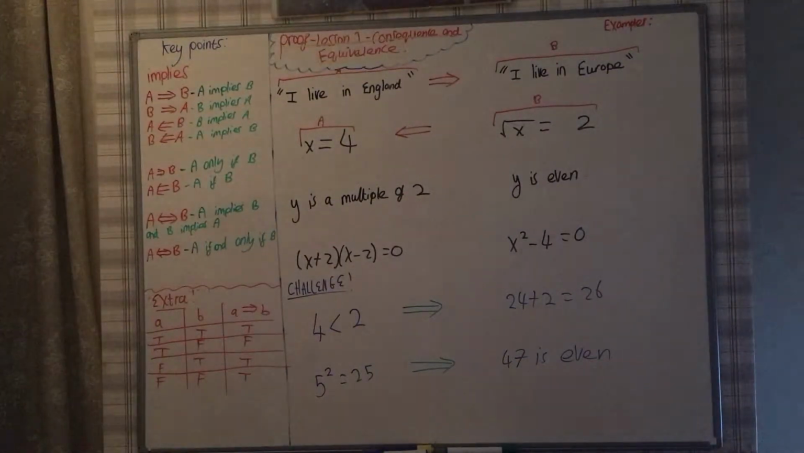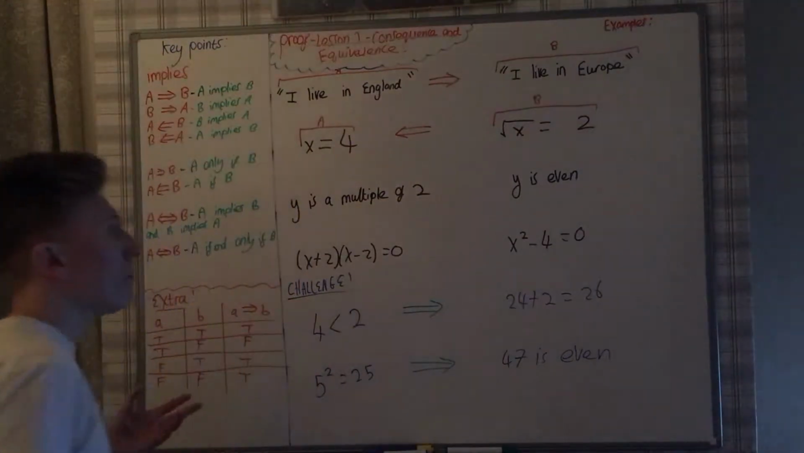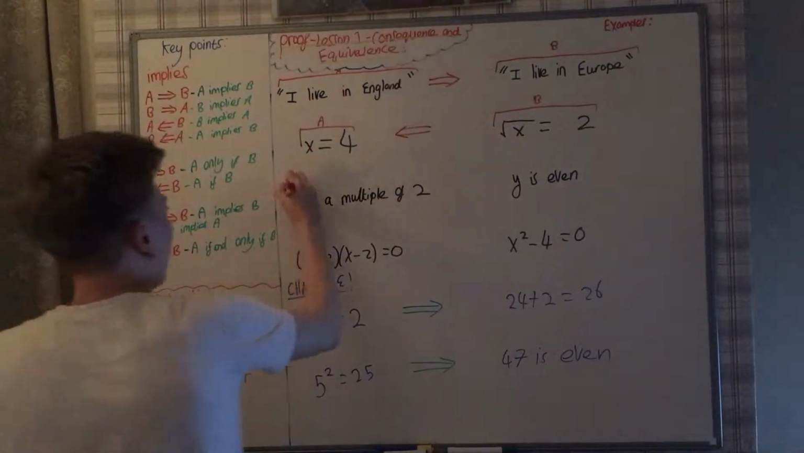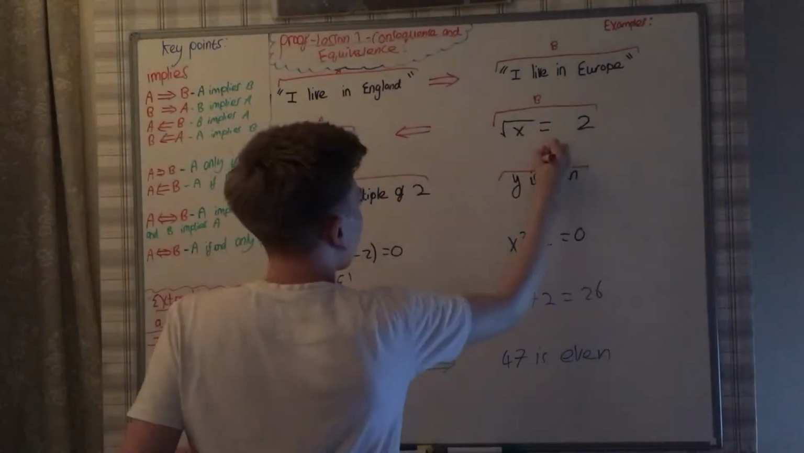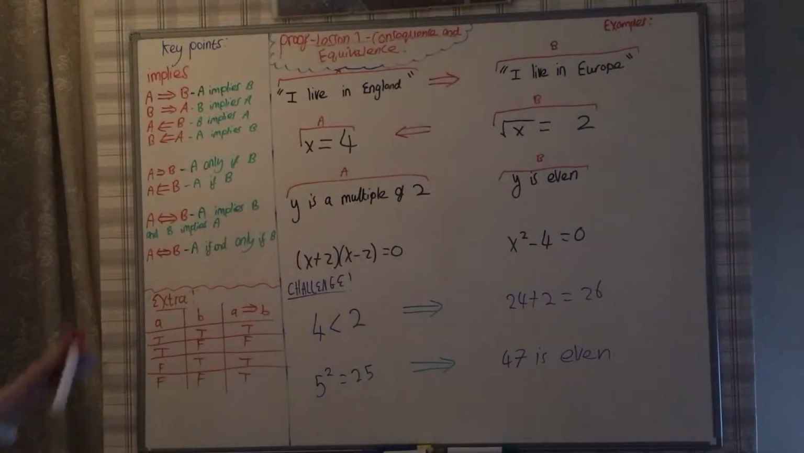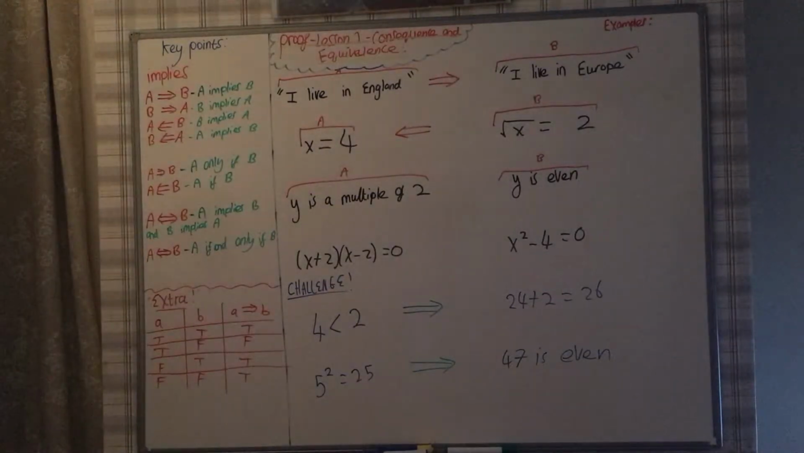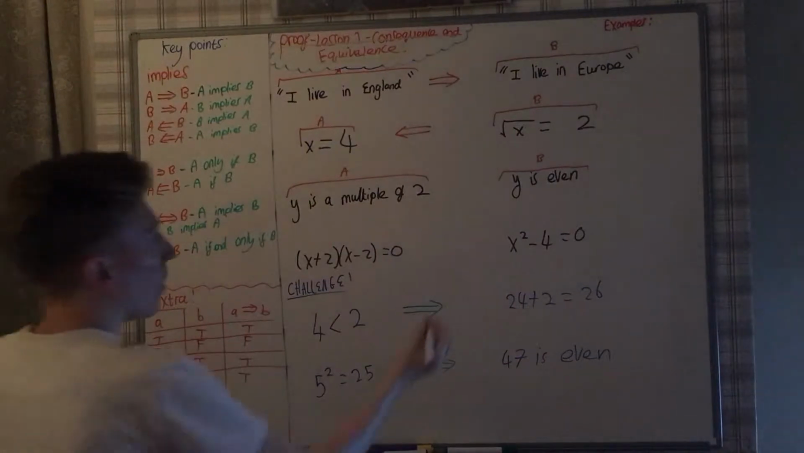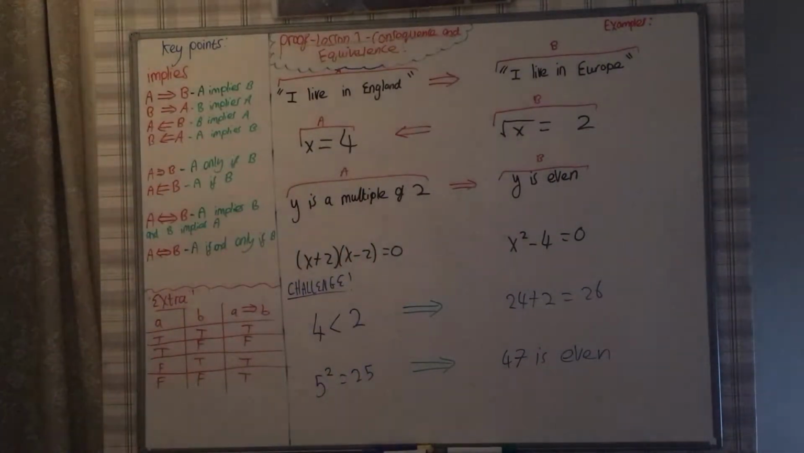Looking at the third statement, y is a multiple of 2. Does this imply that y is even? Well, we'll call this statement A, and we'll call this statement B. Well, if y is a multiple of 2, it most definitely is even, because that's the definition of an even number, that it has to be divisible by 2. So the arrow can certainly go that way.